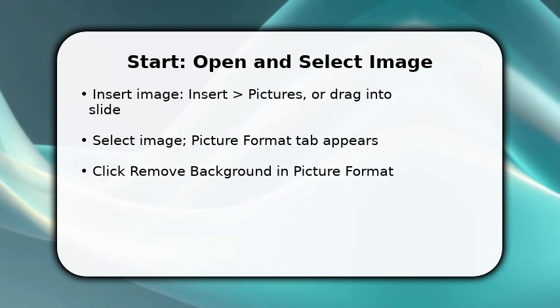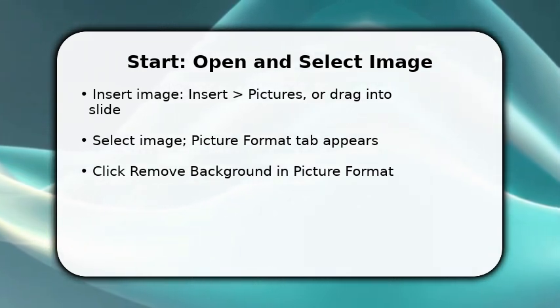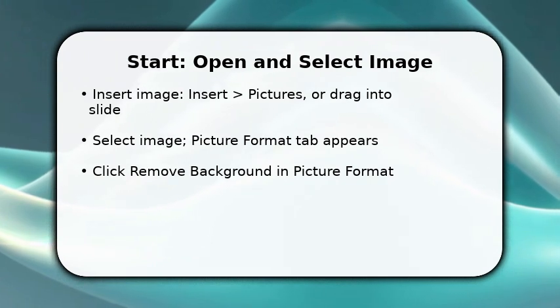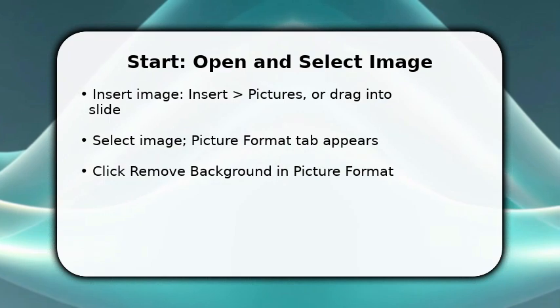This is the first actionable step. Don't adjust slide layout first. Make sure the image is selected and roughly positioned, because the auto selection depends on visible edges and contrast.